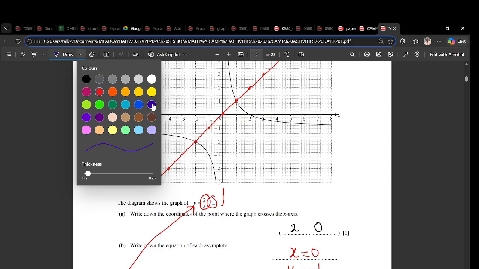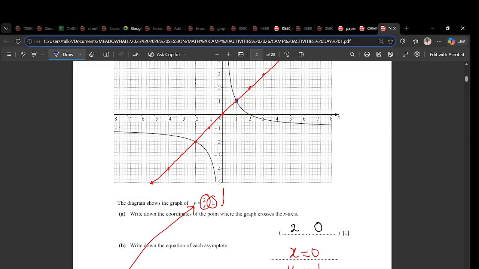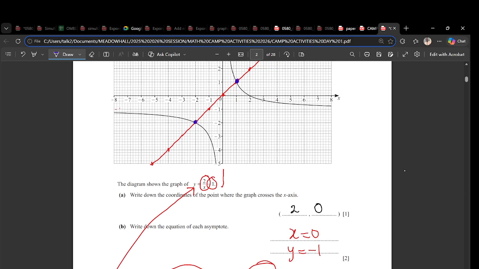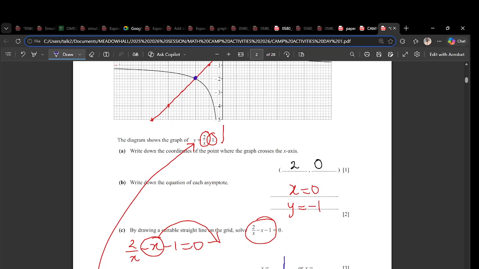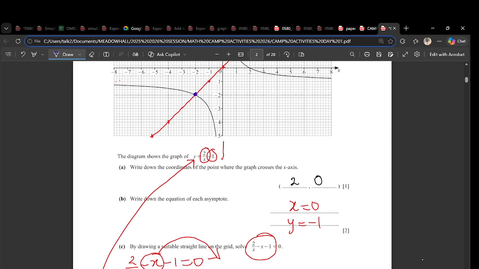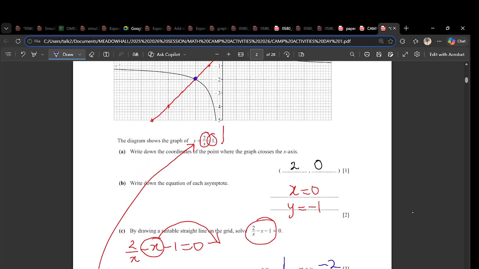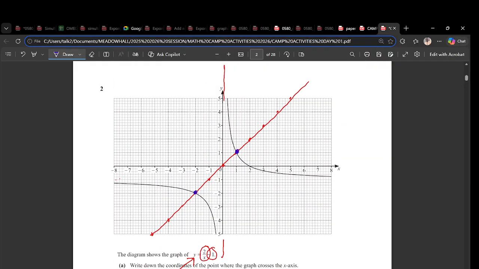So they ask you to find the points where they meet. To solve that equation means finding the positions where they meet. Consider the curve meets the line here and here. The x coordinate of one point is when x is 1, and the other is when x equals minus 2. So that is the solution to this particular question on the reciprocal function.